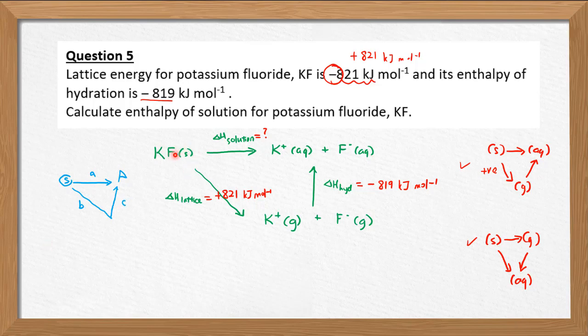Therefore, if you can see over here, one step equals the total enthalpy change of a series of steps. So in this case, A equals B plus C. So we make our equation: enthalpy of solution equals lattice energy plus the enthalpy of hydration. Substitute back the values of positive 821 minus 819 to give you positive 2 kilojoule per mole. So this positive means that energy is absorbed for this enthalpy of solution. If you refer back to the definitions, it means the heat change can be positive or negative.